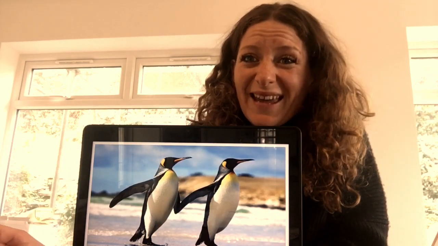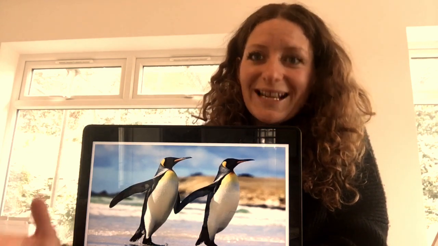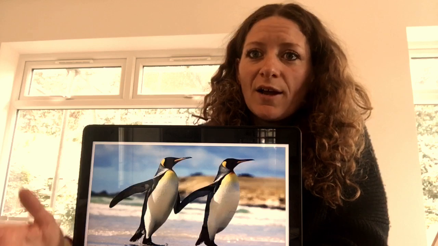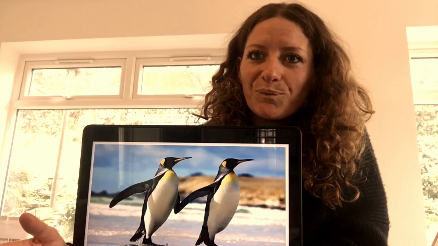So these are called emperor penguins, and they're amazing for lots of different reasons. One, they can live at temperatures of minus 128. There are not many animals or species on this planet that can do that. The second thing that's really cool about penguins is that the male penguins, so the daddy penguins, they are in charge of looking after the babies when they're first born.